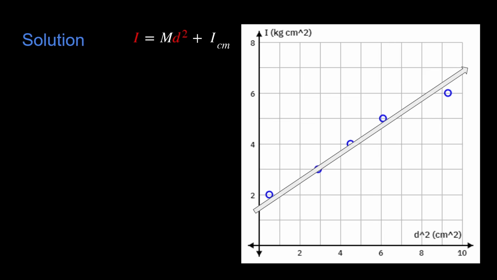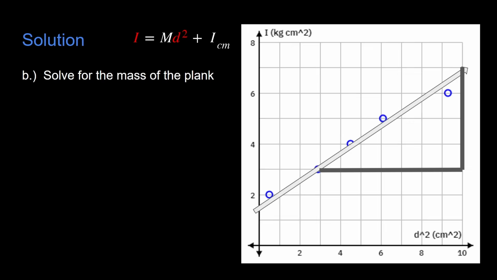So our equation here is I equals m d squared plus I_CM, which is why we graphed I as a function of d squared. I typically like to underline my variables so I know exactly what to graph. So the slope of our line, which we're actually solving for, is going to give us the mass of the plank in this problem, because the mass is the slope. It's in front of the d squared. You can see that we're graphing a y equals mx plus b relationship. This one is pretty simple because I can just explicitly find the slope and I'm done, because my quantity of interest actually is the slope.